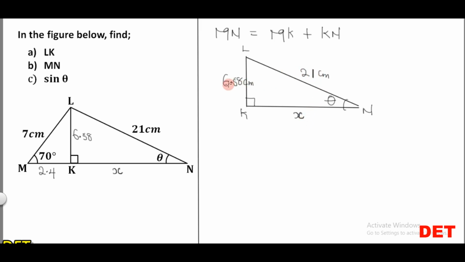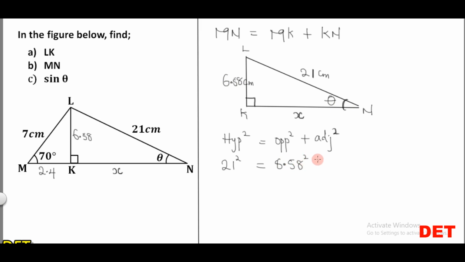Since I have two sides of the right angle triangle, I'm going to apply Pythagoras theorem. From Pythagoras theorem, hypotenuse squared is equal to opposite squared plus adjacent squared. What is my hypotenuse? The hypotenuse is the side that is facing this right angle, and that is 21. So 21 squared is equal to, what is my opposite? My opposite is the side facing this acute angle, and it is 6.58.